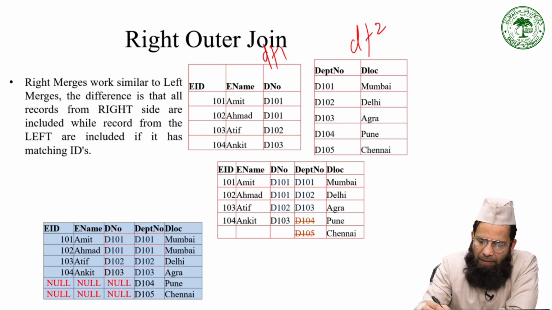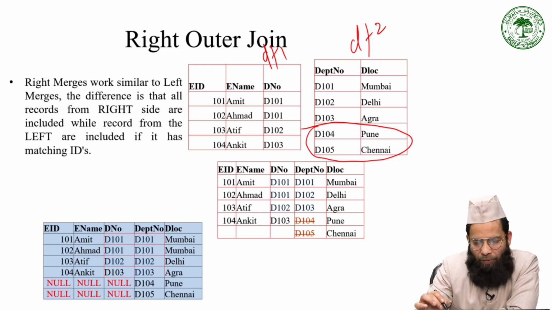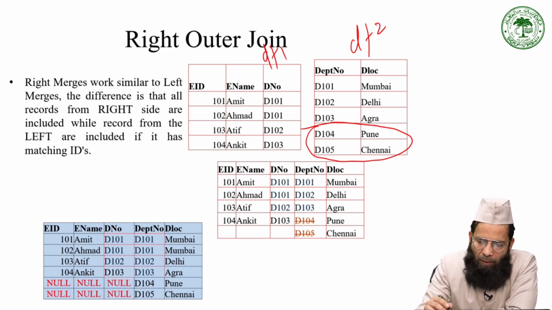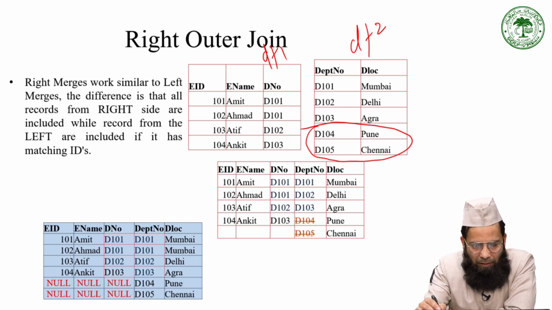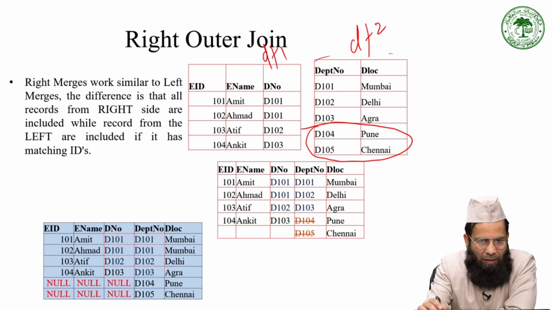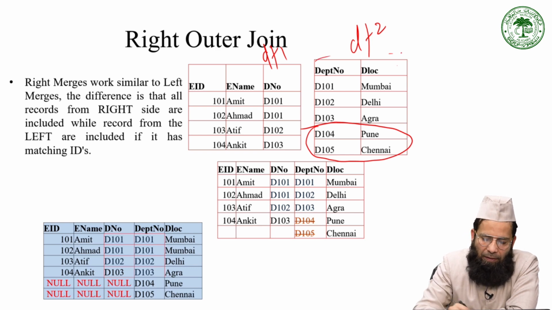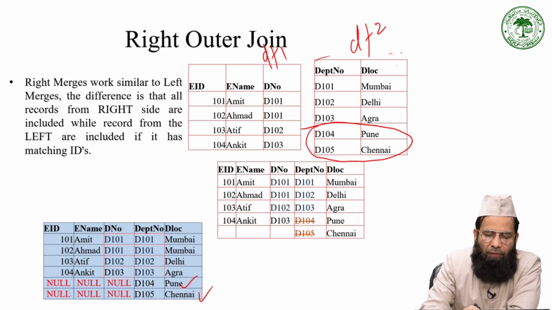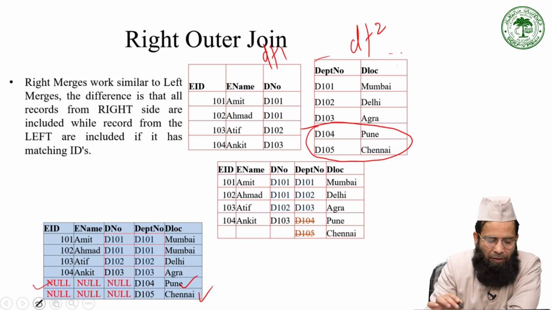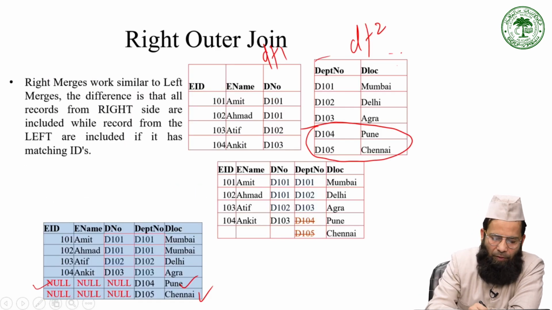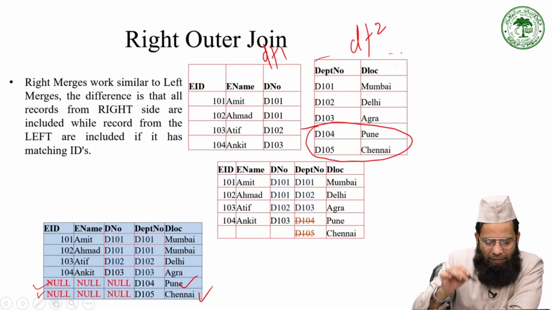Like in this case, since these two are non-matching rows as far as DF1 and DF2 are concerned. So non-matching rows, but since we are using right outer join, all the rows of data frame DF2 would come here, and the corresponding values of the left data frame would be null, since there is no matching row. So that's why it is null.